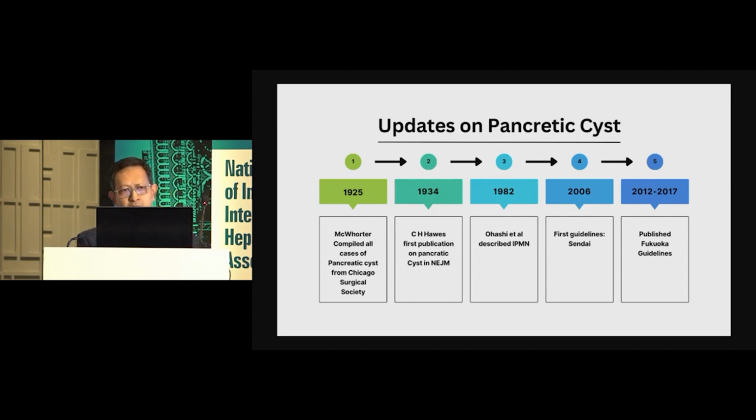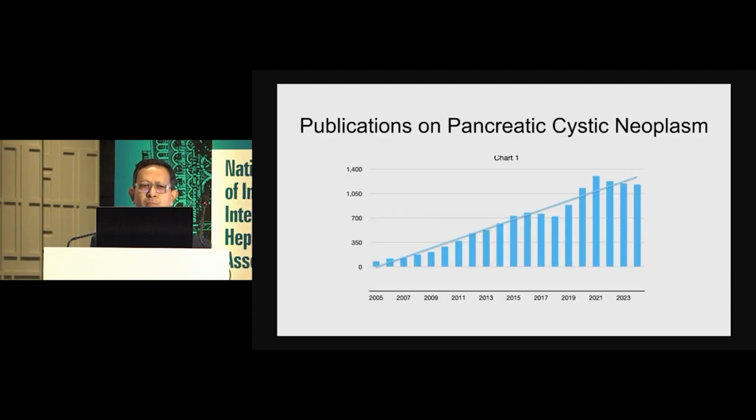So way back, around a century ago, McWhorter first compiled the cases of pancreatic cyst from the Chicago Surgery Society. About a decade after, C.H. Vance gave his first publication in the NEJM, following which we have a number of guidelines, and the last one was published by Kyoto in the year 2024. This is also supported by the fact that our publications were less than 100 per year when we go back to 2005, but in 2024, it's more than 1,000 per year.